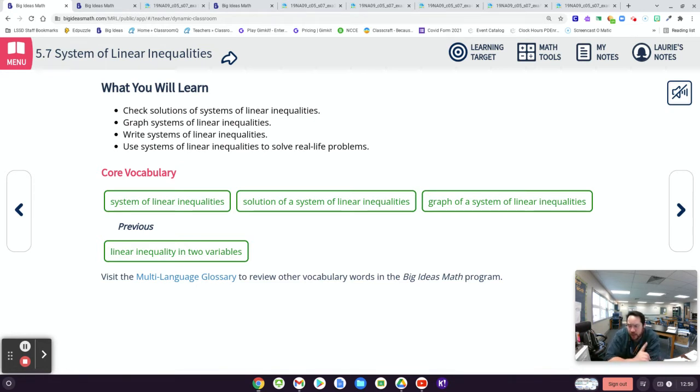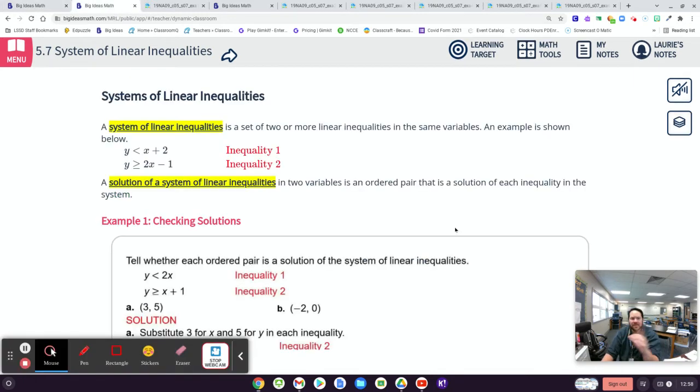Systems of equations have one solution. Systems of inequalities have tons of solutions, but you have to find them. It's going to be by graphing two inequalities and finding out where they overlap. Okay, so this is some vocab that we're going to use. Feel free to pause this and jot that down if you want. Let's jump into some notes for you.